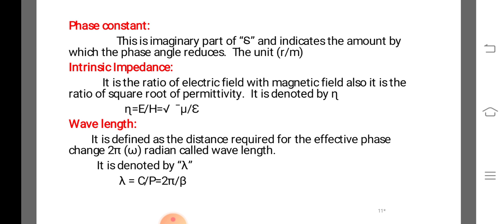Finally, eta equal to j omega mu by root of j omega mu into sigma plus j omega epsilon. So we got the final equation: eta equal to root of j omega mu by sigma plus j omega epsilon.